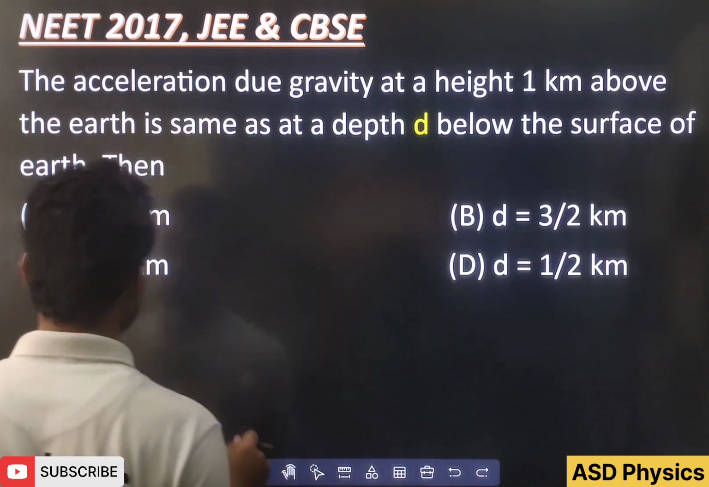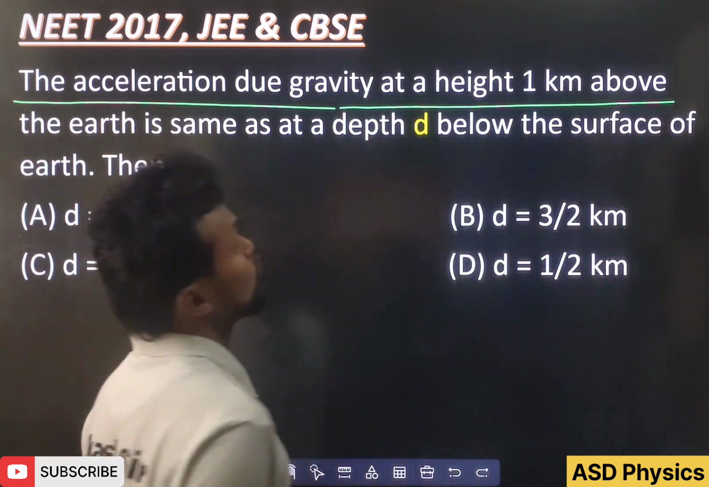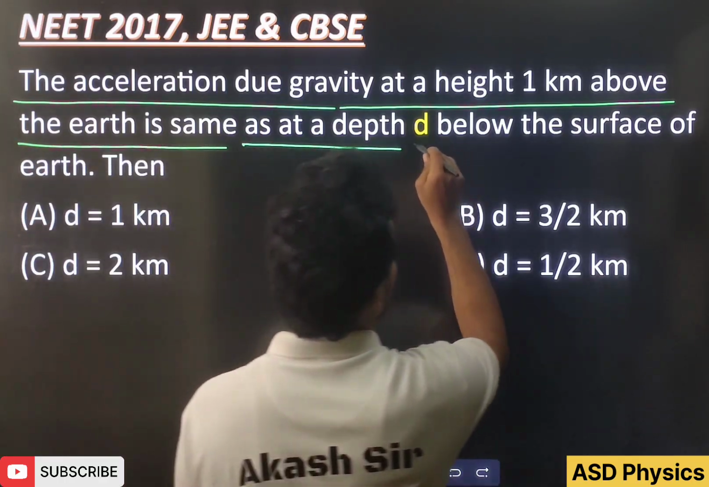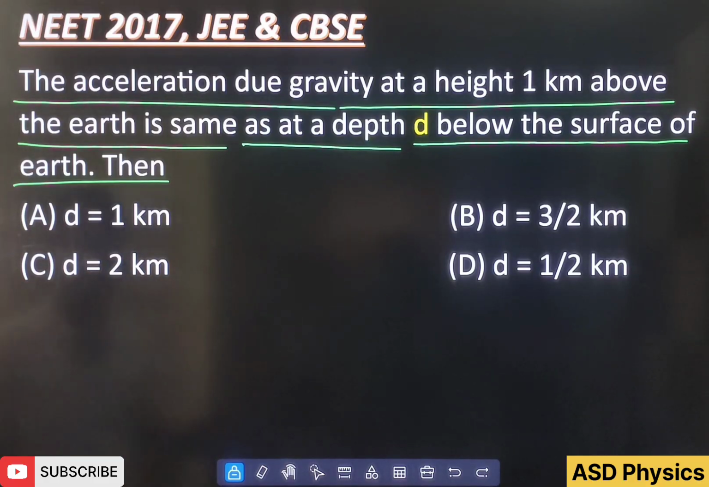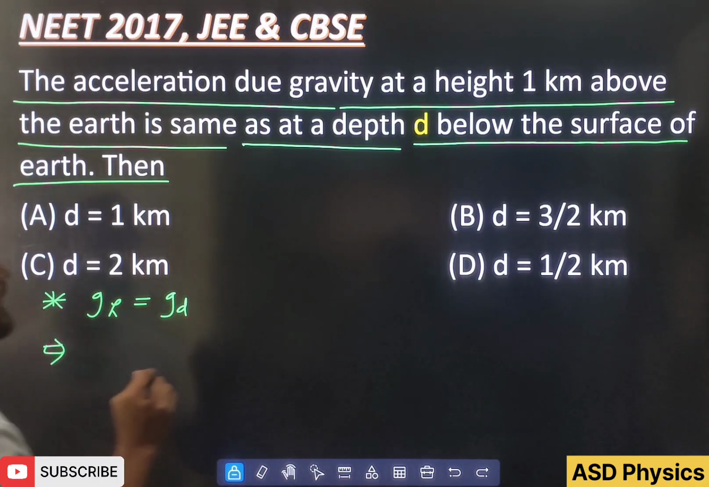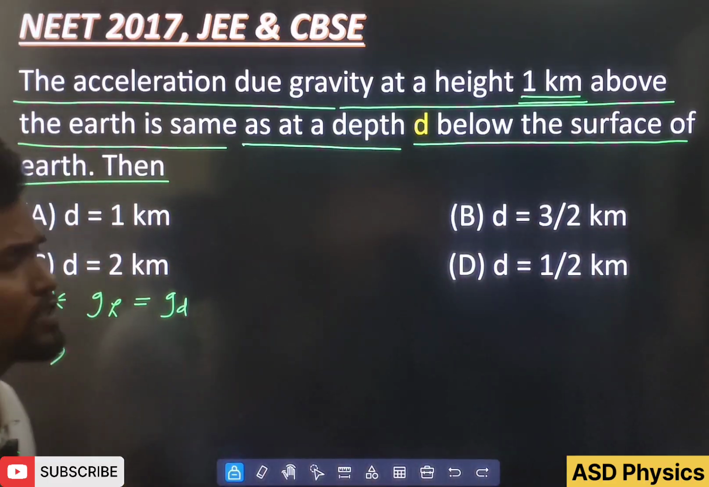The question is, see, the acceleration due to gravity at a height 1 kilometer above the earth is the same as at a depth d below the surface of the earth. Then what is the value of d? So remember that in the question they are telling that the value is the same. So gh is equal to gd, and you know very well they have given a very small height, 1 kilometer.